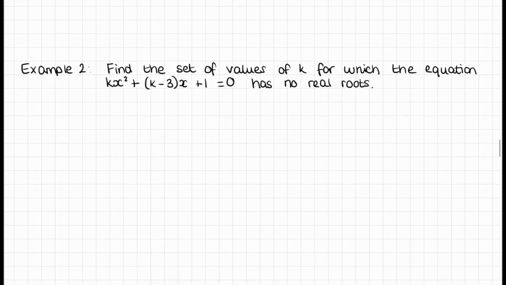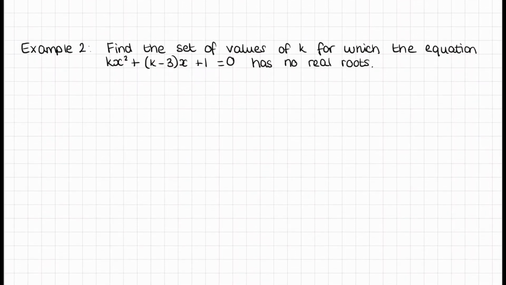Example 2, find the set of values of k for which the equation kx squared plus (k minus 3)x plus 1 equals 0 has no real roots. So this type of question does come up in IB exams where they want you to find a value using the discriminant. In this question, the hint is that it has no real roots. More often than not, if it talks about two real roots, two equal roots, no real roots, then it's a hint that you need to be using the discriminant.